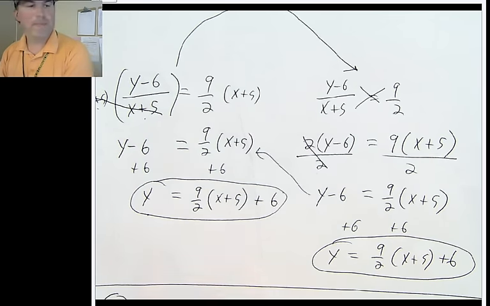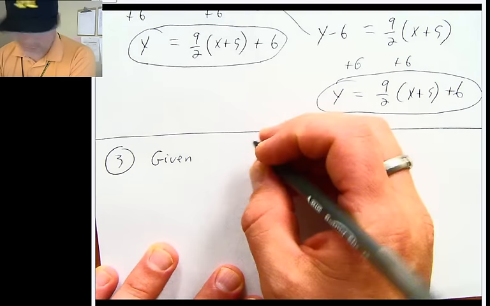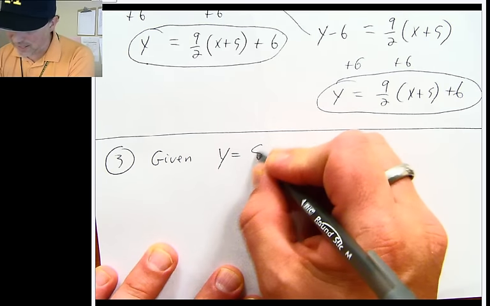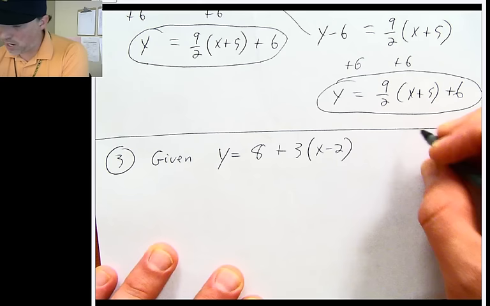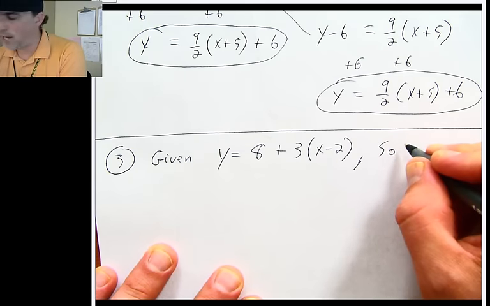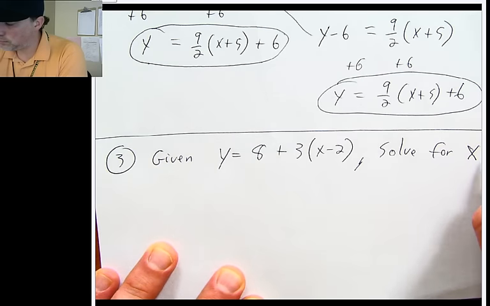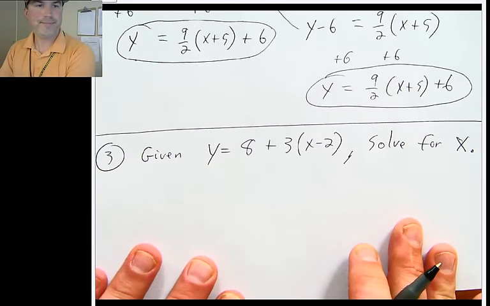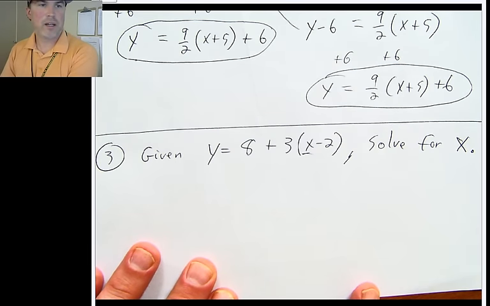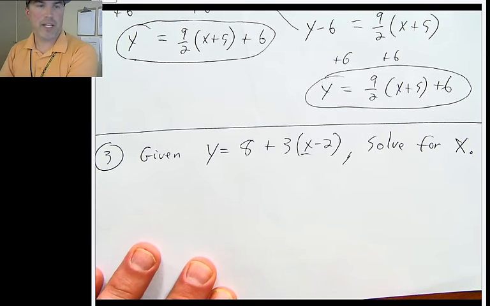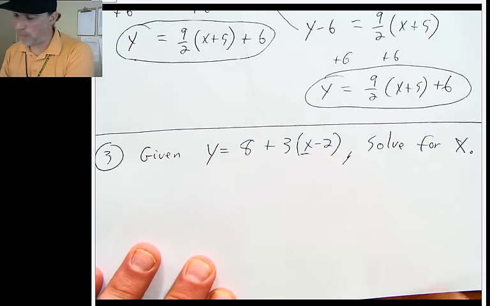Example 3. And then this one, it's a similar type algebra problem. Let's say I'm given y equals 8 plus 3 times x minus 2, and the instructions are to solve for x. All right, well, x is way here inside those parentheses. So step by step, I kind of need to move over the 8, then I need to move over the 3, then I'm going to need to move over the 2.